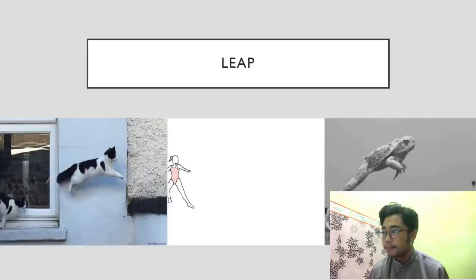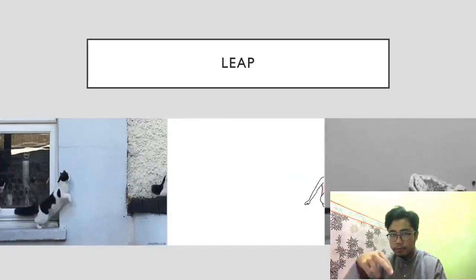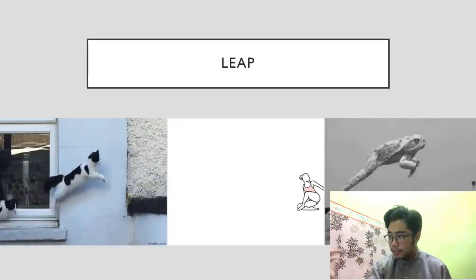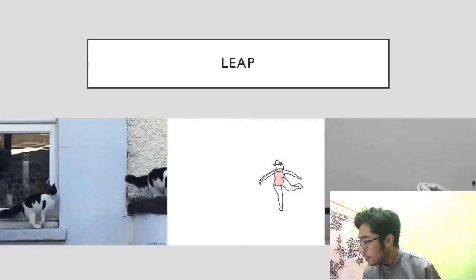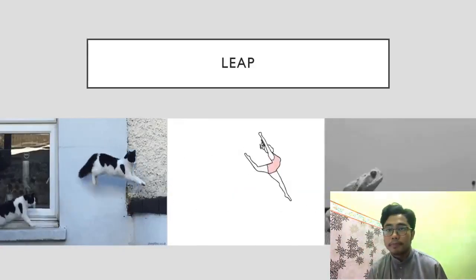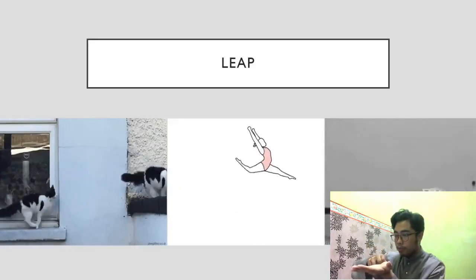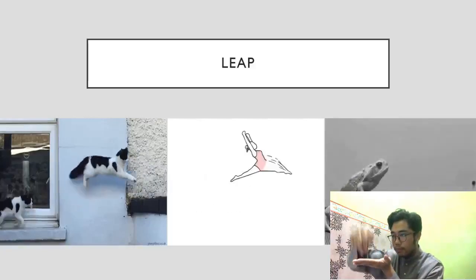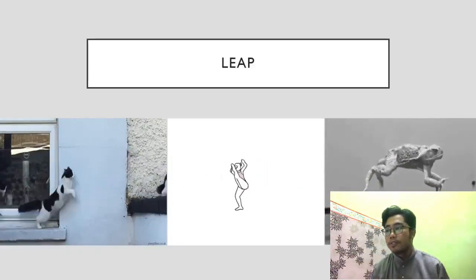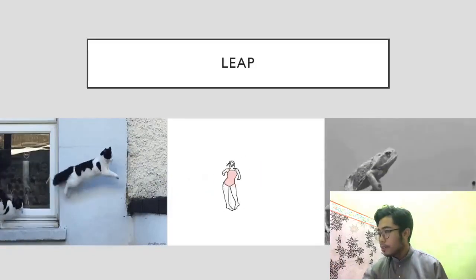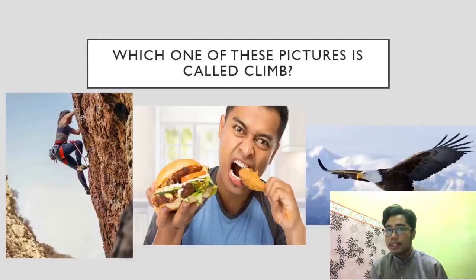There's a ballet dancer. She's leaping, she's turning around, and then the third picture is a frog. So frog leaps. You know, whenever they want to move, they leap like that. So that is leap, L-E-A-P. So understand? Okay, the final one. I'm sure you have learned about this word, but let's just do this anyway.